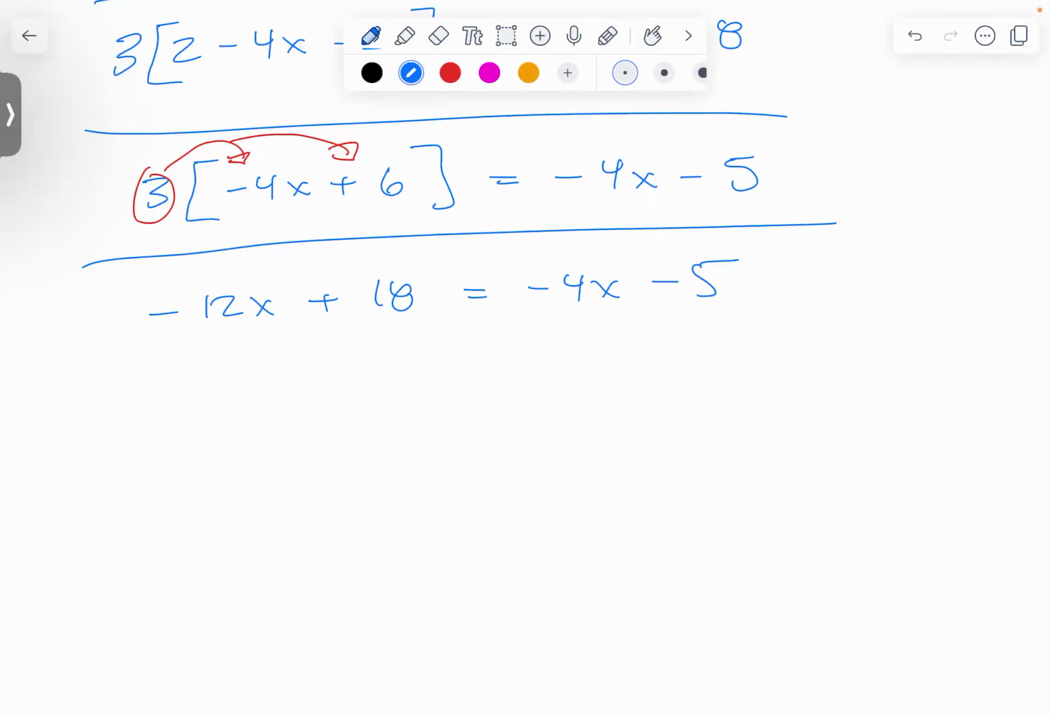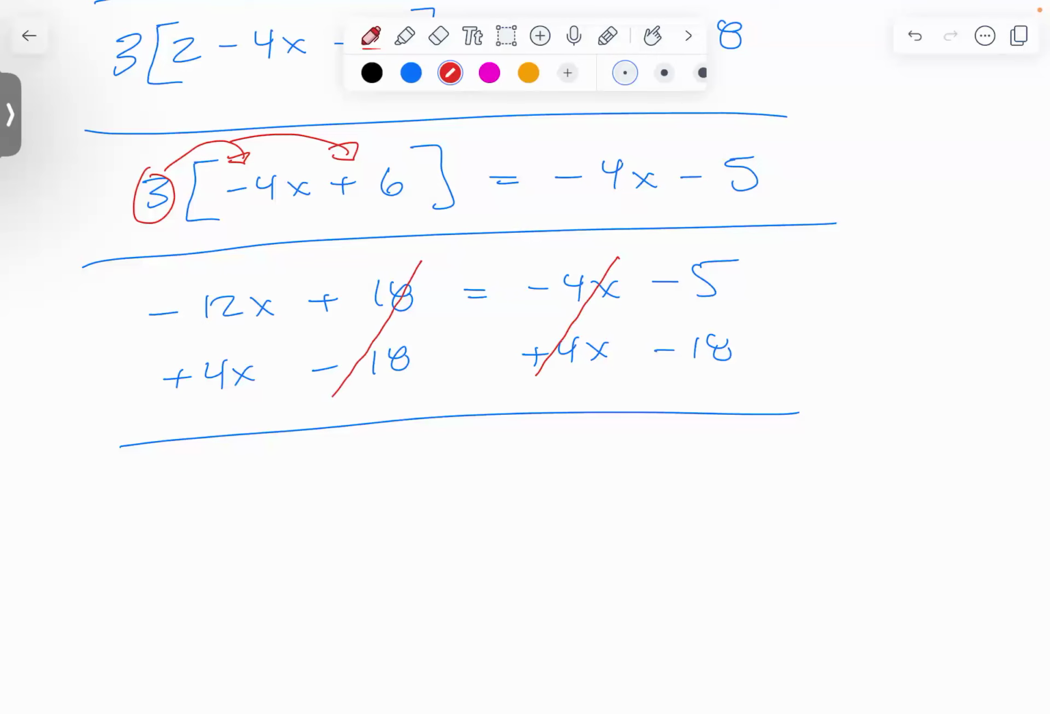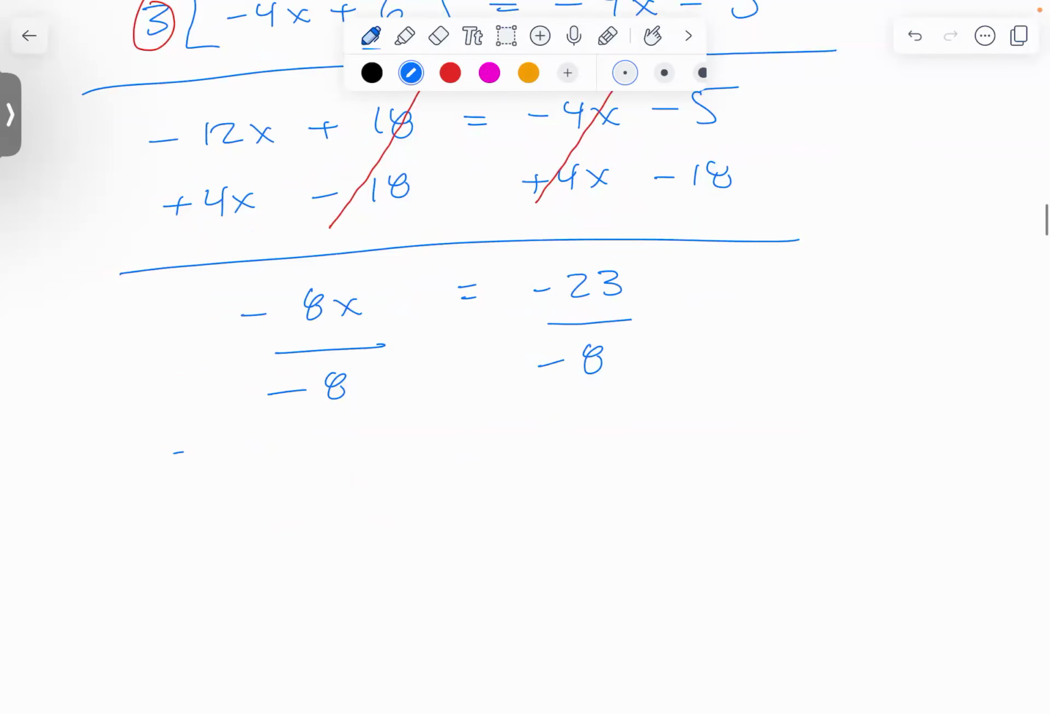Now let's bring the x's to one side and the numbers to the other. So I'm going to add 4x to both sides, and simultaneously I'm going to subtract 18 from both sides. Again, the 4x's cancel there, the 18's cancel there. That leaves us with negative 8x on the left side and negative 23 on the right side. Divide both sides by negative 8. And that gives us 23/8.